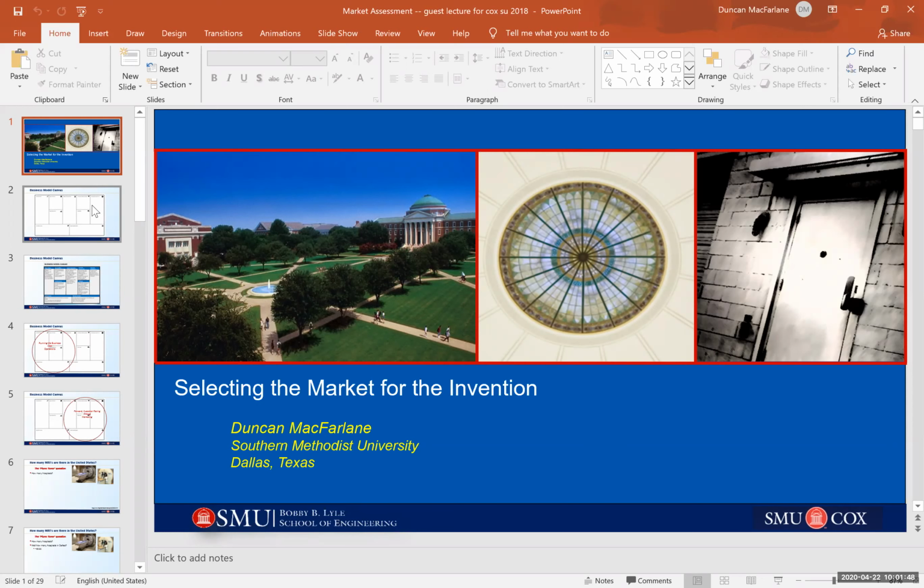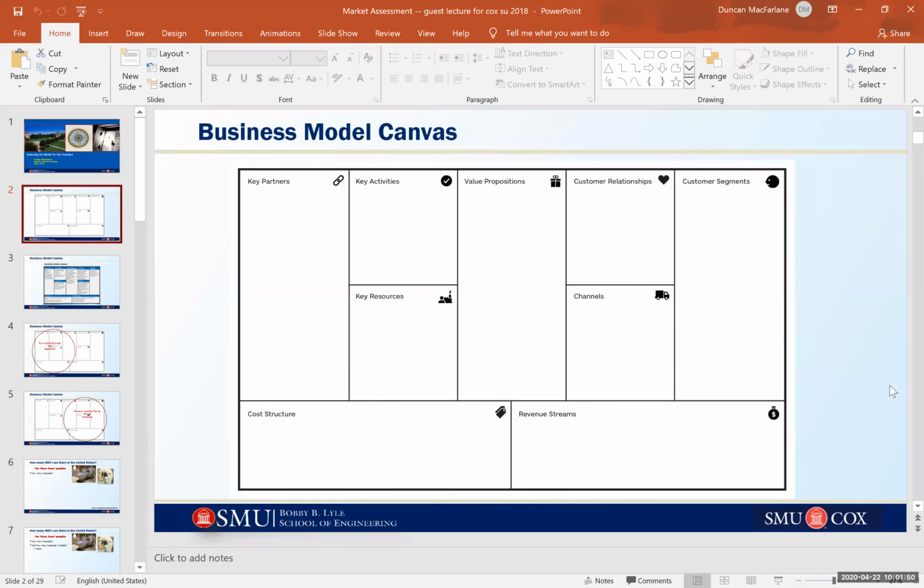So the toolkit that I wanted to bring up today was something called the Business Model Canvas. It's a really simple tool, but also a really good tool, because if you're thinking about taking an invention or a product to market, and I always think about this in the context of technology products, but it really works for any product.